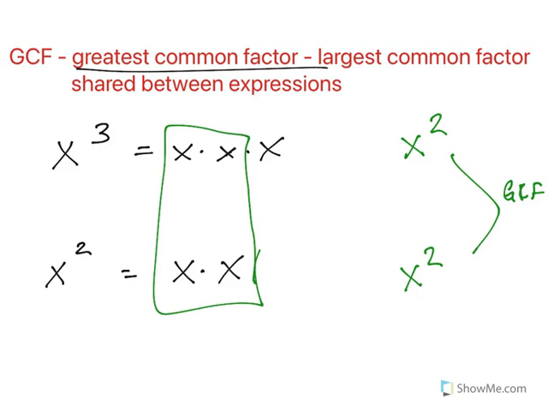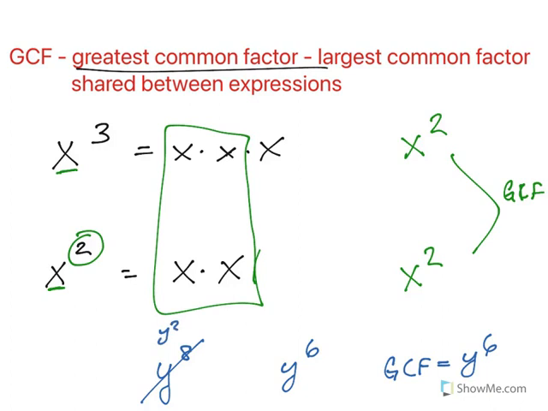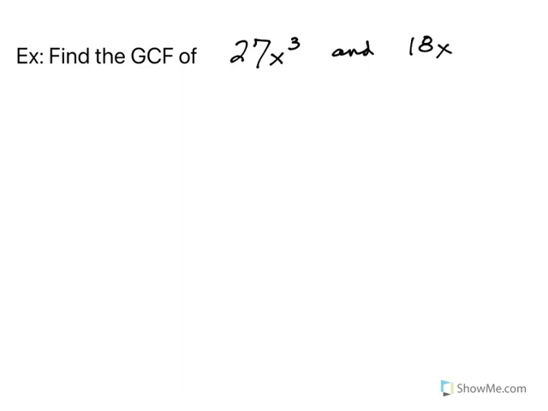The easy way to think about this is if we have the same base, the smaller exponent is always going to be the GCF. So if I have y to the 8th and y to the 6th, the GCF would be y to the 6th. Because y to the 8th means I have 8 y's, and y to the 6th means I have 6 y's, so I can take 6 y's out of each of those. Here I would be left with 2 because I've taken out 6 of them. That's the idea. All right, let's do a couple.